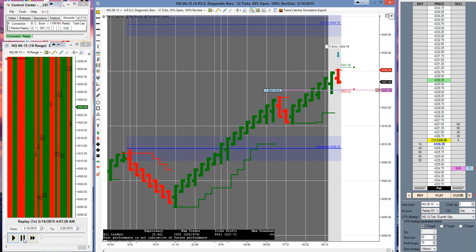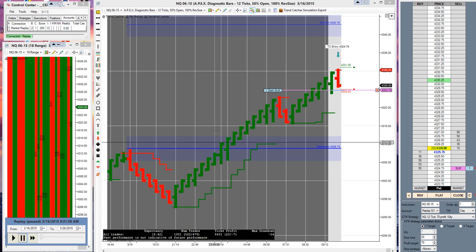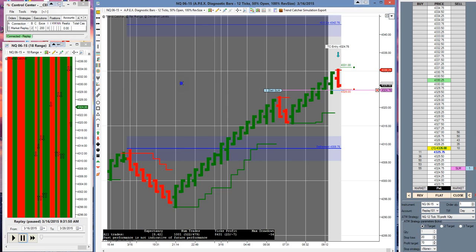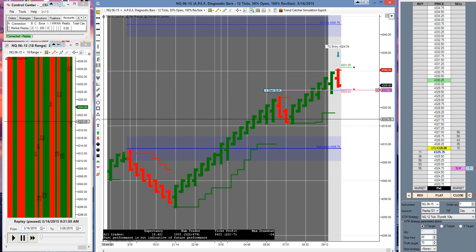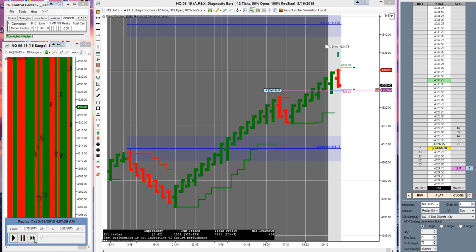One thing to do too, and I showed my settings in a previous video, but if you're following along and using my settings, you can right click, hit templates, and save as, to make sure you save your templates. You can do that for both the regular chart and the confirmation chart. But let's continue on.